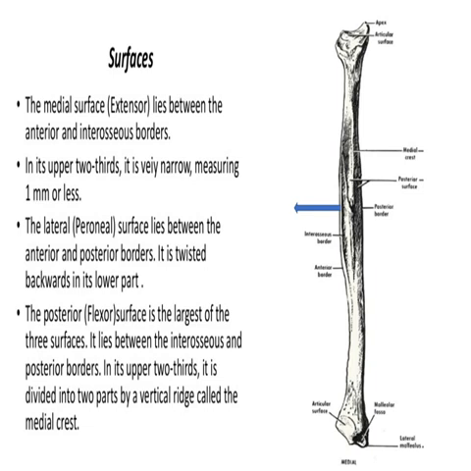So between the anterior and the interosseous border is the medial surface. Between the anterior and the posterior border is the lateral surface. Between the interosseous border and the posterior border is the posterior surface. In the upper part of this posterior surface, in the upper two-thirds, it is divided into two parts by a vertical ridge called the medial crest.